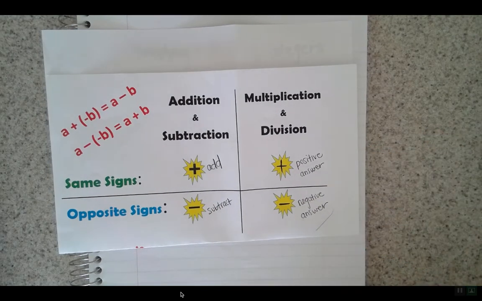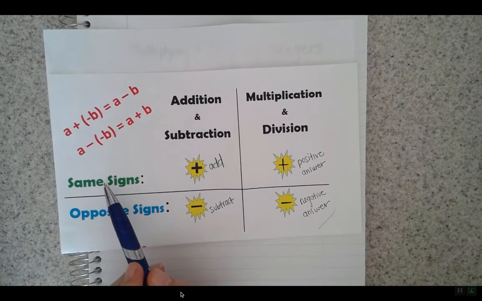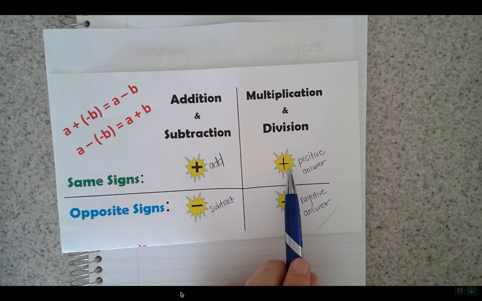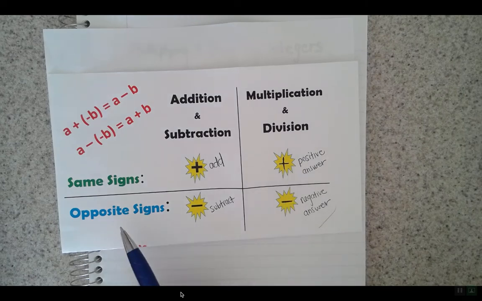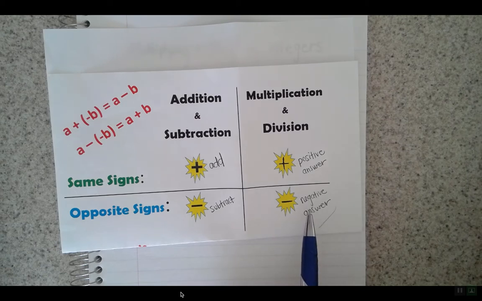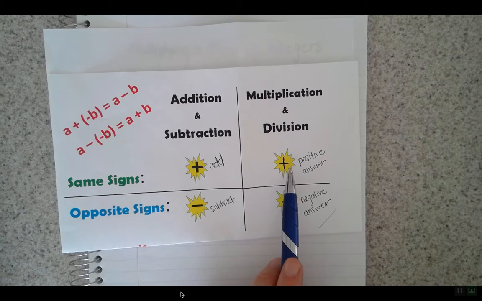Okay, so when you are multiplying or dividing, you multiply and divide the two numbers like normal. But if it's a same signs problem, your answer will always be positive. If it's an opposite signs problem, your answer will always be negative. When you're multiplying and dividing, you do not have to look at which number is bigger to decide if the final answer should be positive or negative. You just have to follow these two rules. Same signs, positive answer. Opposite signs, negative answer. Okay, this will make sense as we do a couple of example problems.